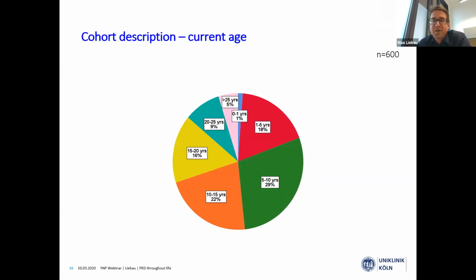The cohort currently is mainly pediatric, mostly because most of the centers are from pediatric nephrology, covering all the different age ranges throughout childhood and adolescence. But now you see there's also a number of patients that makes it into adulthood. And these are patients I want to talk about today.